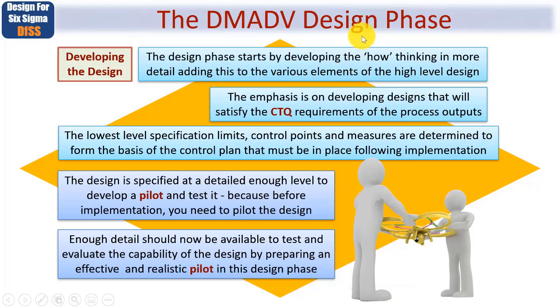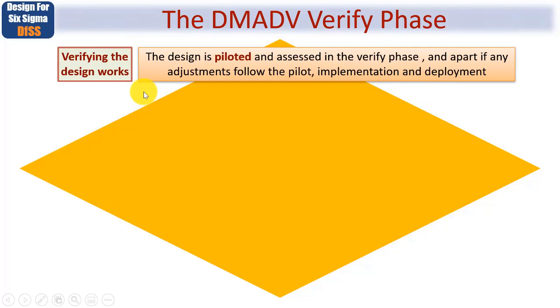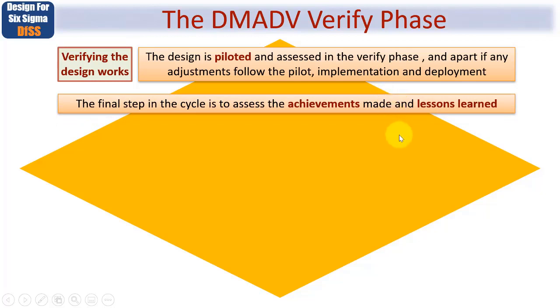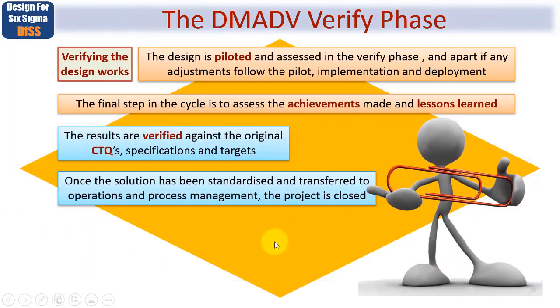So moving on to the verify phase, here you'll be verifying that the design works. And it's here that the design will be piloted and assessed. And if any adjustments follow the pilot, you'll then go on to implement and deploy it. So the final step in this cycle is to assess the achievements made and the lessons learned. Because these results in the verify phase are verified against those original critical to quality metrics, along with the specifications and targets. So once a solution has been standardized and transferred to its operational area, operations and in-process management, your DMADV project can now be closed.